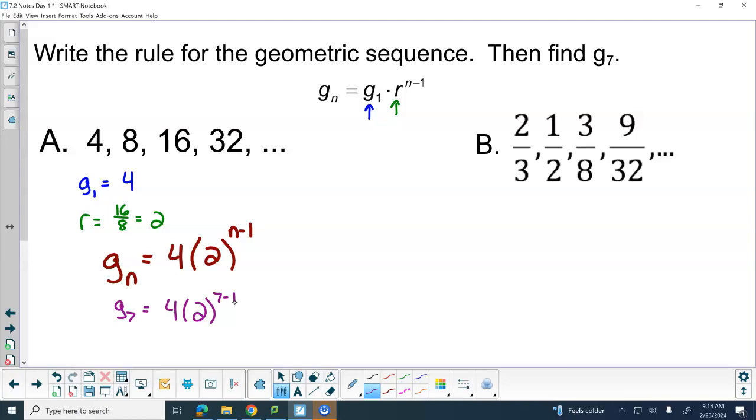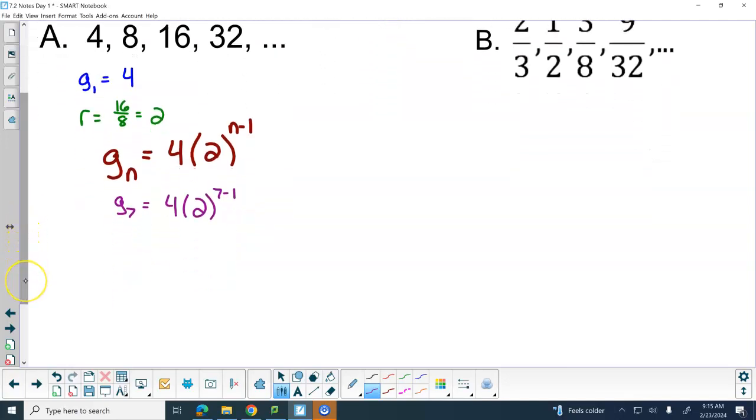Multiply 4 into 2. Can I multiply 4 into 2? Nope, I can't do that because the 2 is being controlled by the exponent. Which is why I love putting parentheses around that r, to remind you that it's under the control of something else. So what is 7 minus 1? 6. So this is really 4 times 2 to the 6th power. 2 to the 6th power is 64. 64 times 4 is 256.